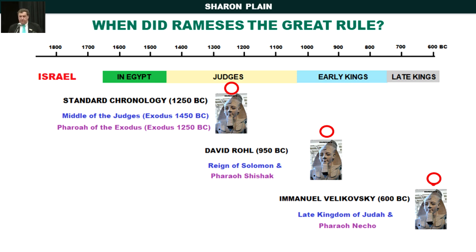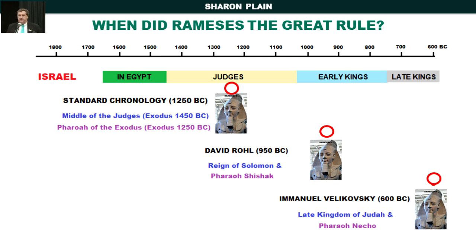Now, the problem with putting the 19th dynasty during the middle of the Judges, where the standard chronology places it, is that the Bible is silent on any Egyptian military action, despite it recording most other nations oppressing Israel at one time or the other.